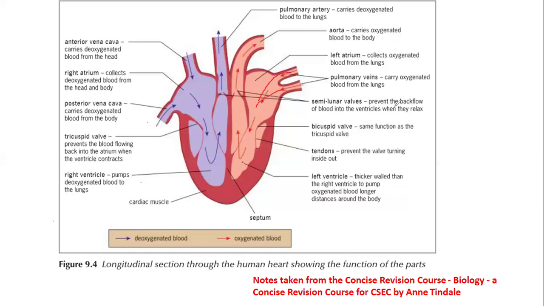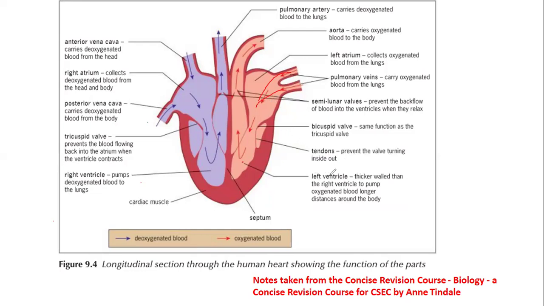And then the semilunar valves prevent the backflow into the ventricles when they relax. So the semilunar valve, very important, guys. And the bicuspid valve does the same function as the tricuspid valve. So it prevents it from going into the atrium on the left ventricle side, right? So the bicuspid valve, just to be clear, prevents backflow into the atrium when the left ventricle contracts, right? The tendons prevent the valve from turning inside out. Yeah, that's some basic common knowledge there.